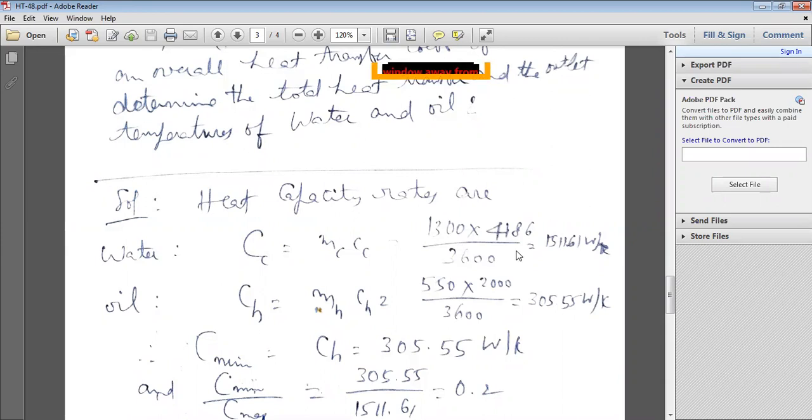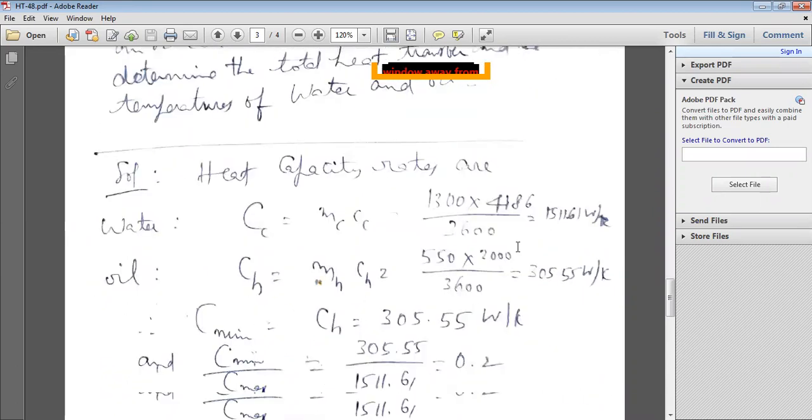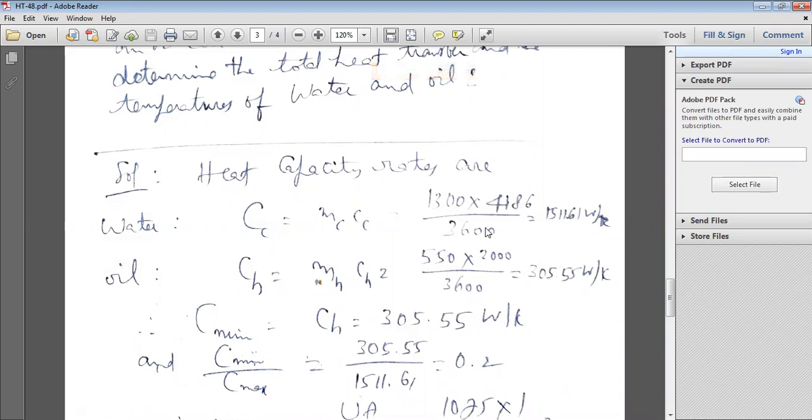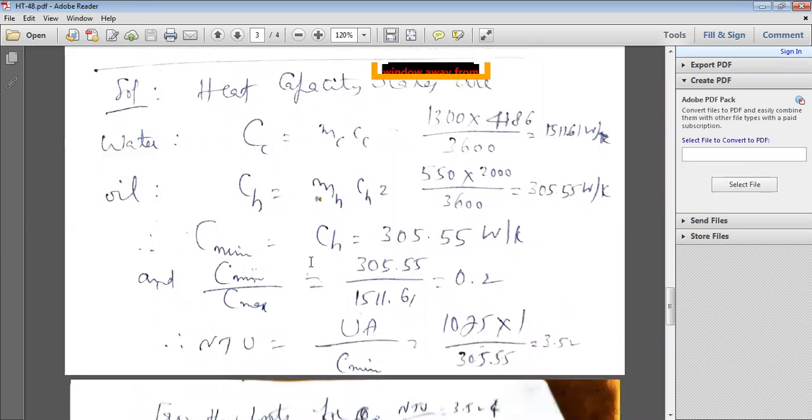For water, sometimes 4.2, sometimes 4, depending upon the available values. Generally it is 4.2 kilojoules per kg Kelvin. Water specific heat in joules: 4,100, or 4,200, or 4,186. If you calculate, you get 1511.61 watt per Kelvin, the heat capacity of the cold fluid.